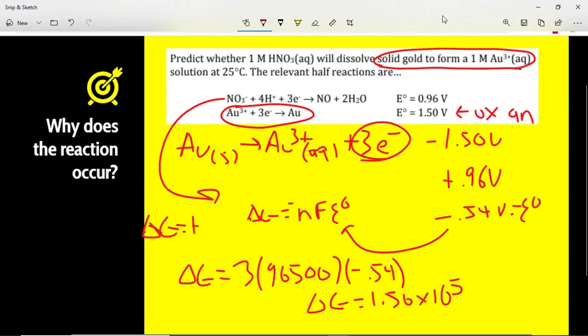Okay, which is a relatively positive delta G value, about 15 kilojoules. And as a result of a positive delta G, we would say that this is not spontaneous. So this will not work. Okay? So you would not be able to dissolve solid gold using 1 molar HNO3 solution. Okay? Again, pretty straightforward there.